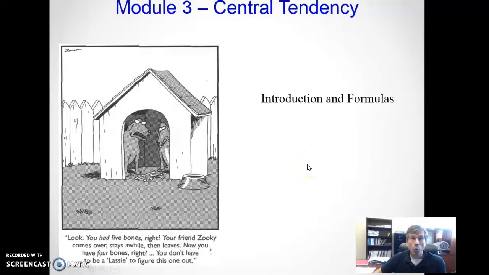All right, folks, welcome to Module 3, when we start to get into our actual statistical calculations. This module focuses on what's known as central tendency, which is basically a simple attempt to summarize all of the scores in an entire data set, sometimes a very large one, with just a number or two.